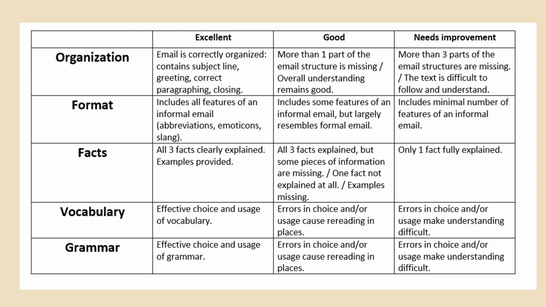You're writing to an 18 or 19 year old. Use informal language, abbreviations. You can add emoticons. Also, slang is acceptable. This is not a formal way of communication. Facts, this is one of the requirements in the task, so you need to clearly explain three facts.